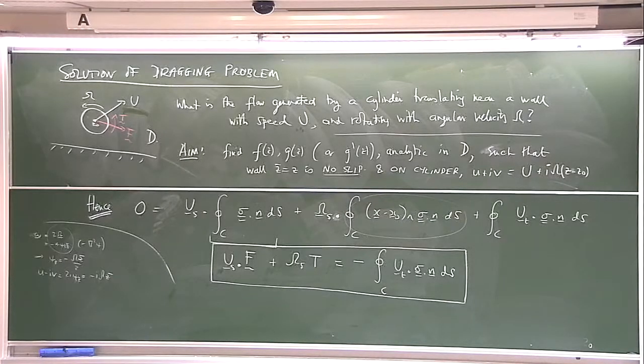Well, Jeffrey and Onishi used bipolar coordinates. But I don't want to do that. And they didn't use complex analysis. They didn't even find f and g. They found psi directly.